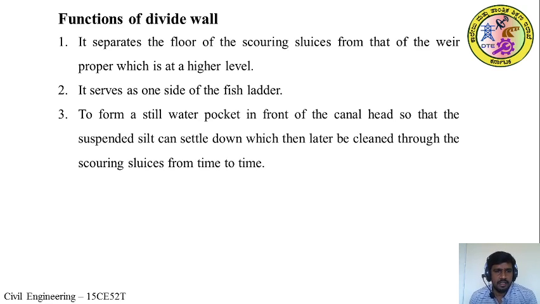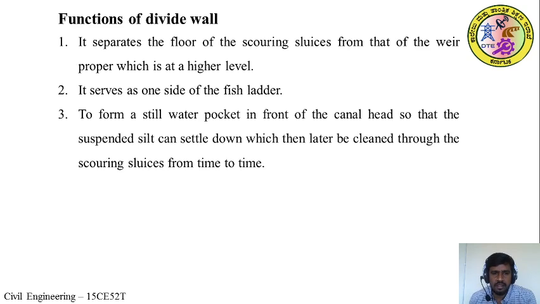Another function is to form a still water pocket. The still water pocket is nothing but an approach channel in front of the canal head, so that the suspended silt can settle down, which can then be cleaned through the scouring sluices from time to time. So our aim is to prevent the flowing of silt into the canal.